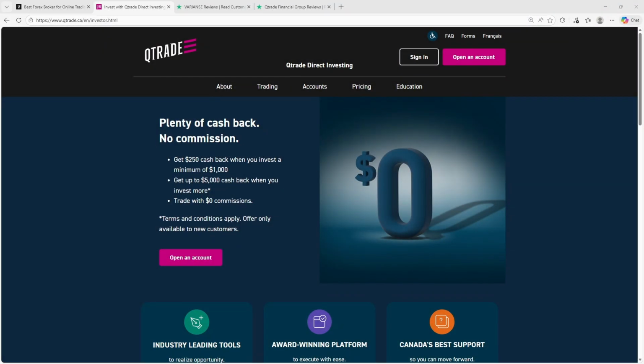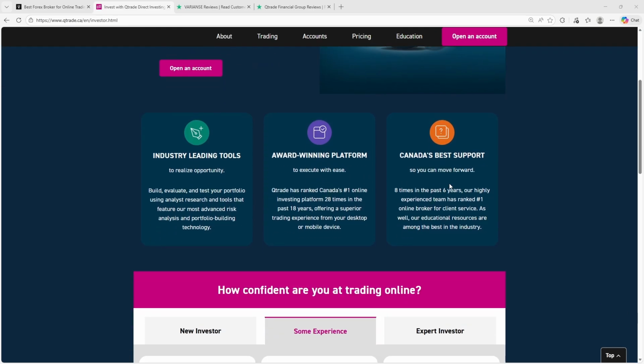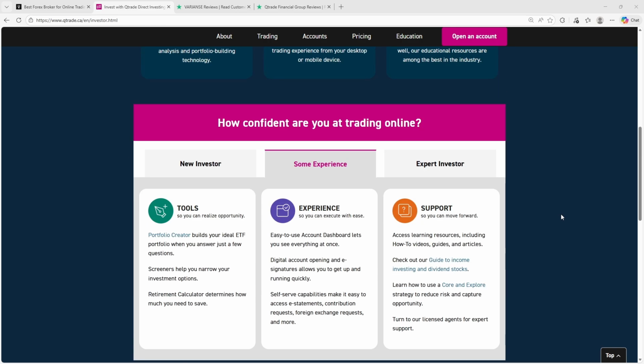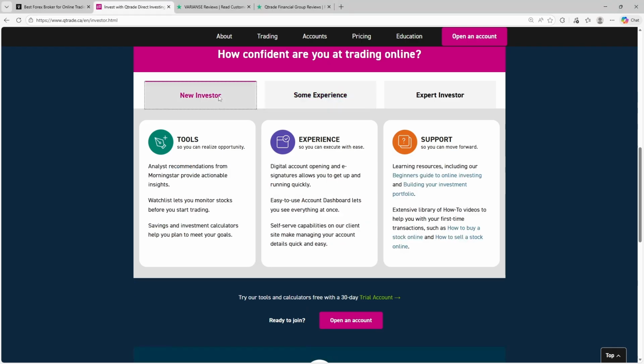QTRADE takes a very different approach, focusing on long-term investing, portfolio building, and investor confidence, rather than high-frequency trading or leveraged speculation. The platform is designed primarily for self-directed investors who want access to Canadian and US equities, ETFs, mutual funds, bonds, and registered investment products in a structured and regulation-first environment.